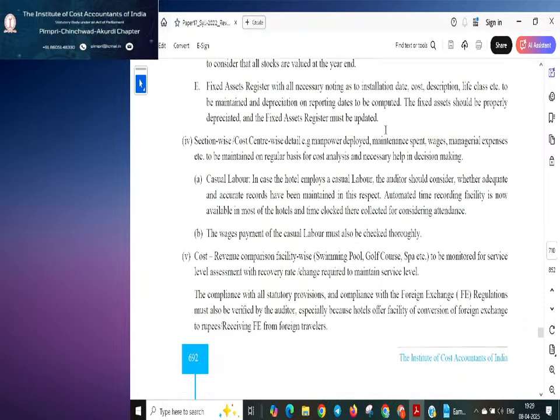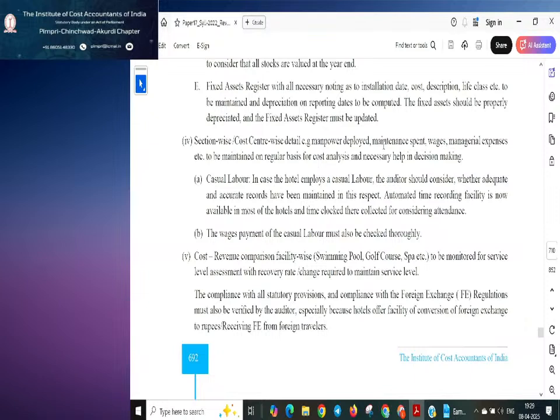Example, manpower deployed, maintenance spent. This comes to the labor part. Wages, managerial expenses, etc. to be maintained on regular basis. So for example, during peak period, they may have some casual laborers being hired. So how are they taken into consideration? So the wages payment of casual labor must also be checked thoroughly.